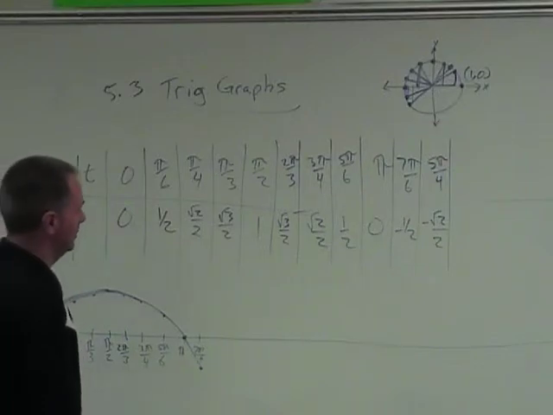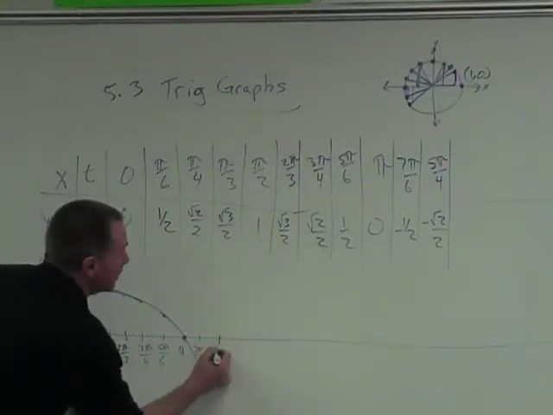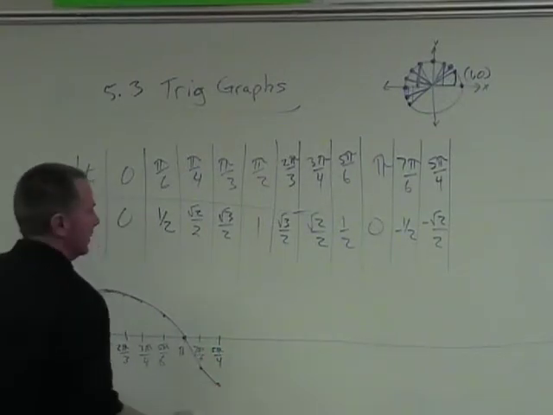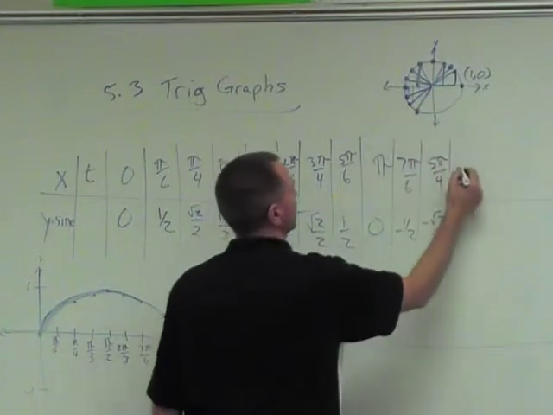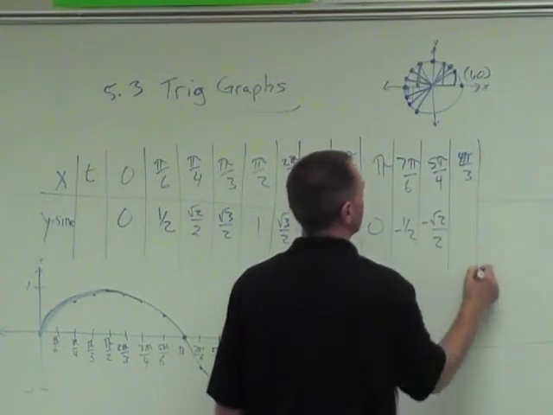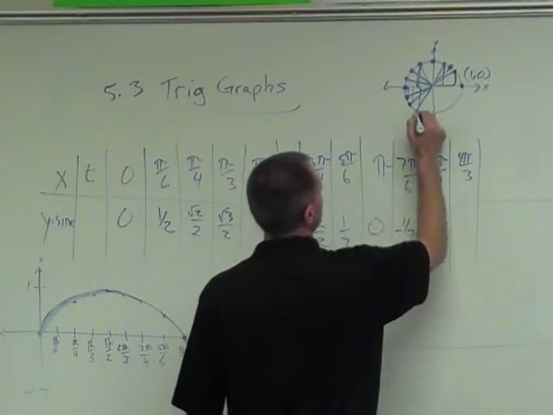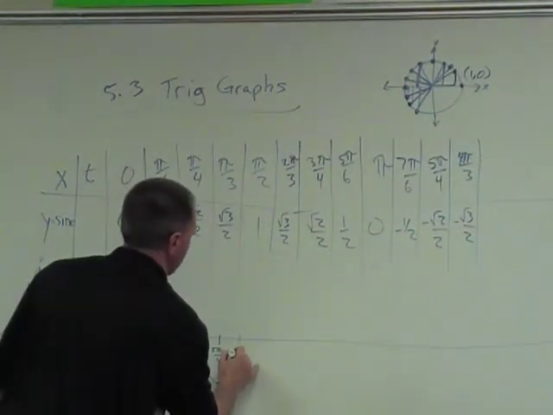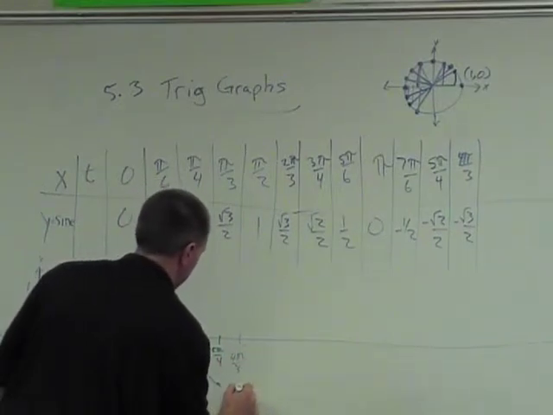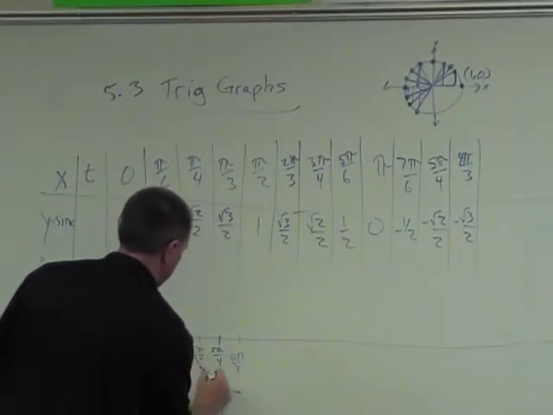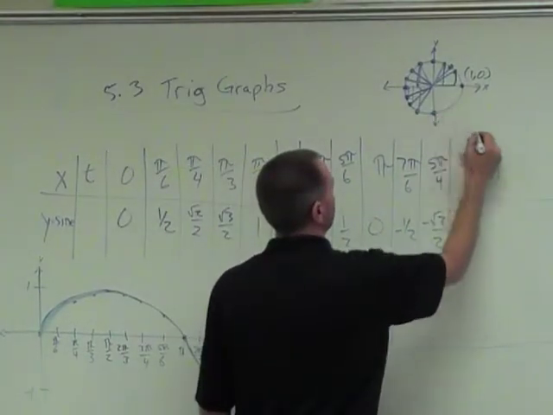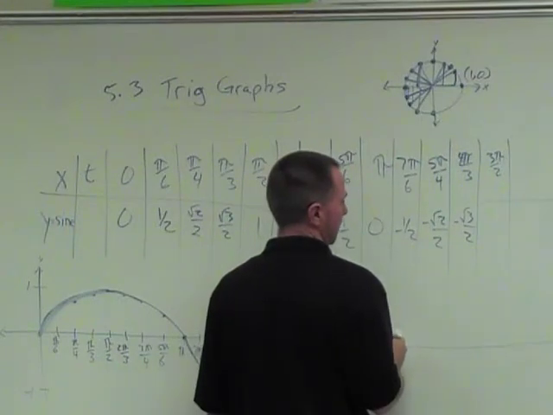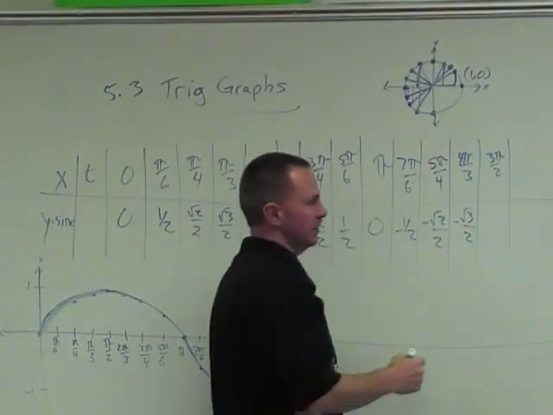Alright, so that's negative 0.7. So 5 pi over 4 down here. And then the next one, 4 pi over 3. Now you know why you did your chart, right? What is this y value? Which is negative 0.9. And then we have 3 pi over 2, which is, what's the y value? Negative 1.